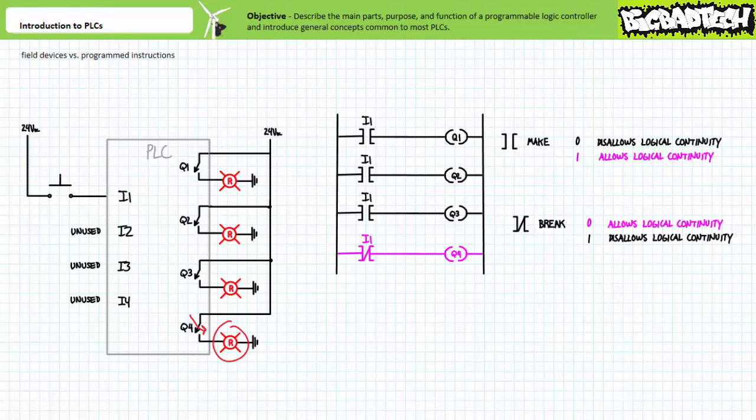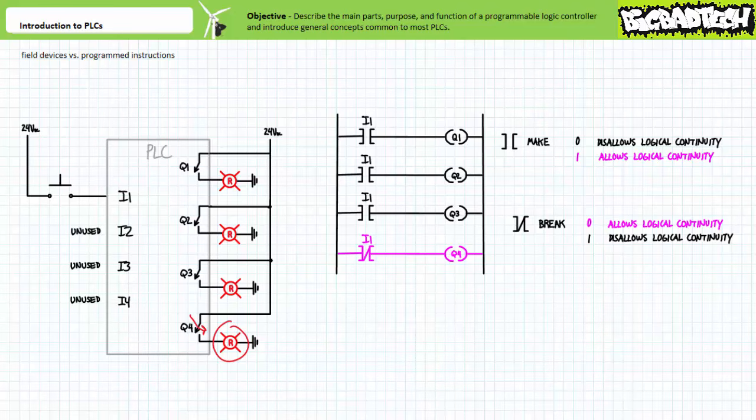When the field input device is in its deactivated open state, input 1 experiences the absence of voltage, or a logical 0. The PLC then evaluates the input and determines logical continuity does not exist on the first 3 lines, however does exist on the 4th line.